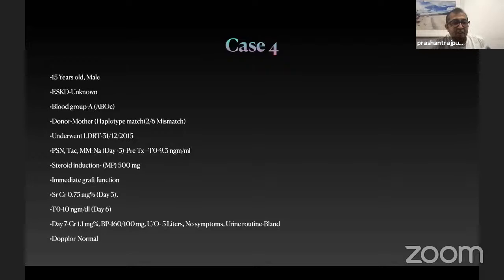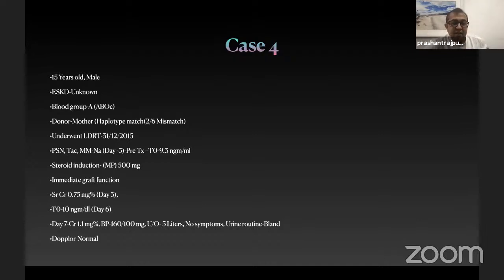Case 4 is a 15-year-old male. His cause of end-stage kidney disease is unknown. It's an ABO compatible transplant. Mother is the donor. It's a haplo match with only 2 mismatches. He underwent a transplant in 2015, and the standard immunosuppression included TAC, MMF, and prednisolone. The pre-transplant trough level was about 9.3 nanograms, which was absolutely all right. Patient received steroid induction of 500 milligrams. He had an immediate graft function.